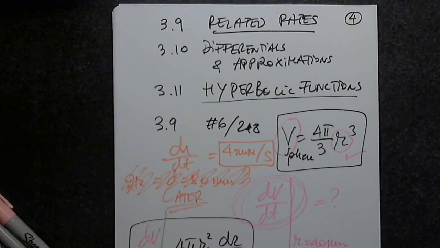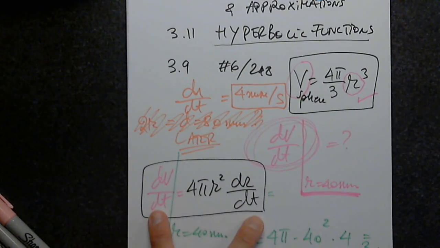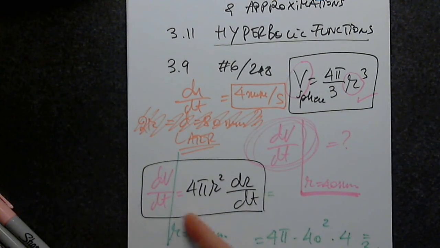So what we learned from this is that the volume of the sphere and the radius of the sphere change with time. They are both functions of time. And their rates are related. How? Here's the relationship: one equals 4 pi r squared times the other. That's the relationship between the two rates. They are related, and this is the equation that relates them. Any questions on this problem?